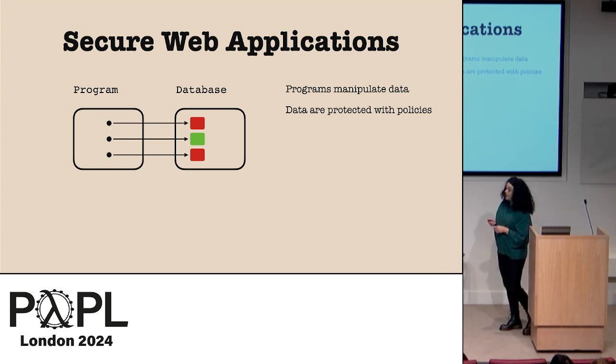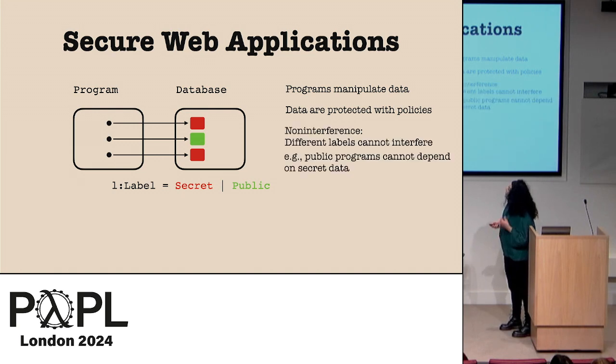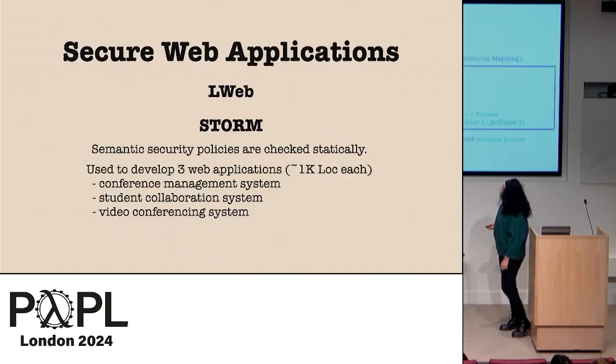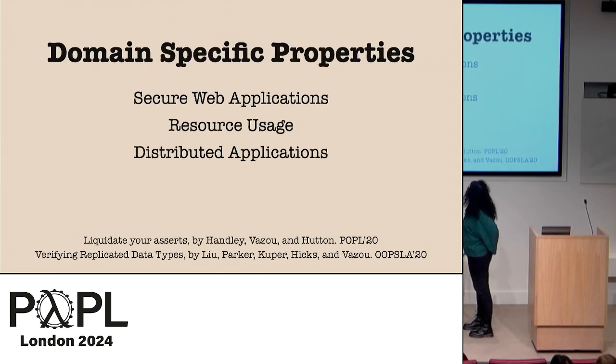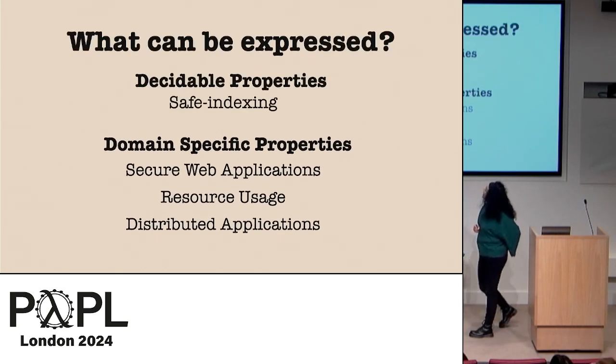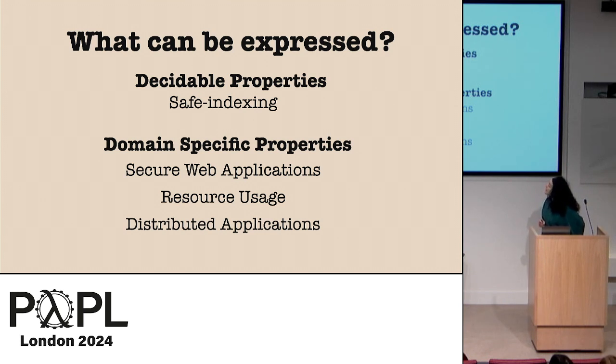Okay, maybe I can skip. Yes, I will skip this part of expressiveness, but the idea is that there is a way to encode. Yes. Okay, I skipped this part. So, what can be expressed?